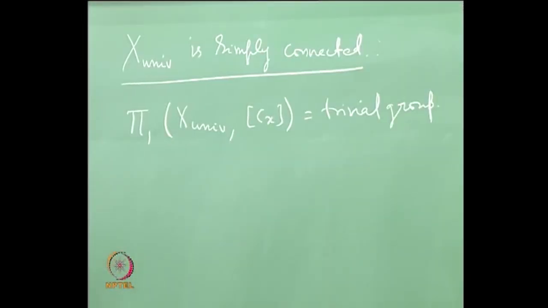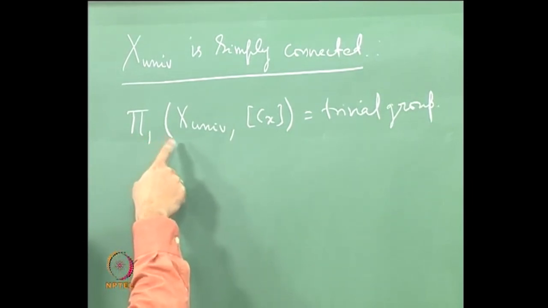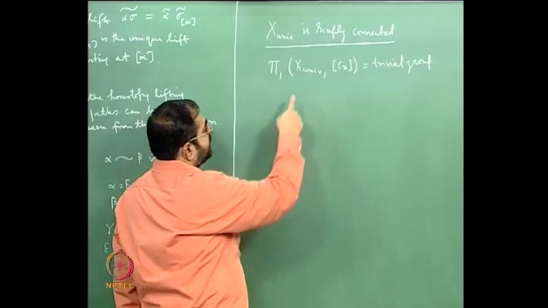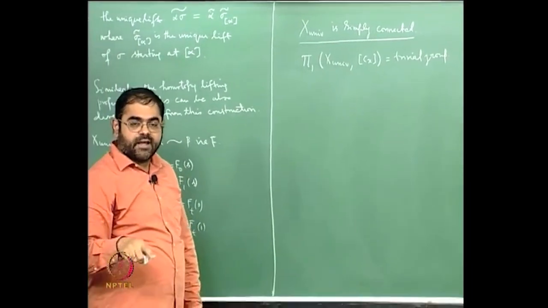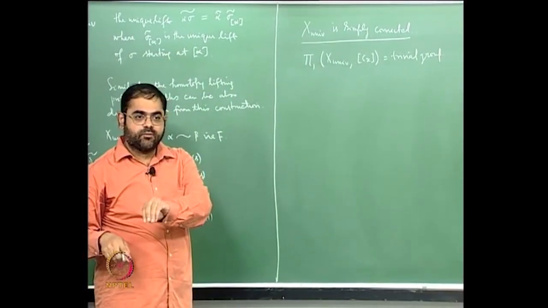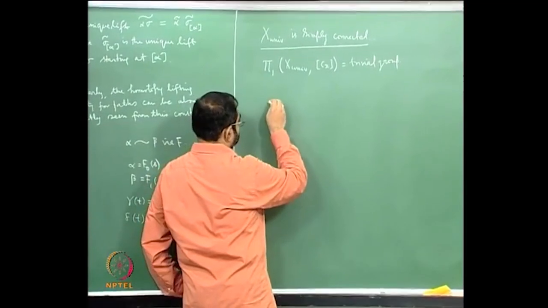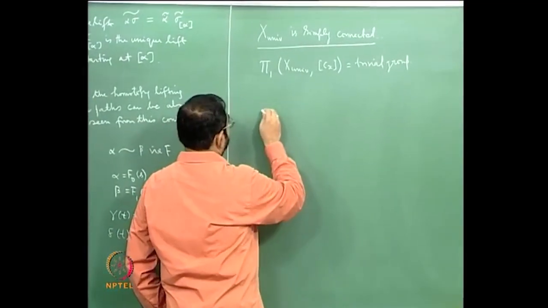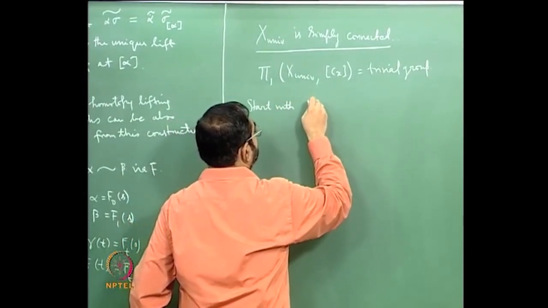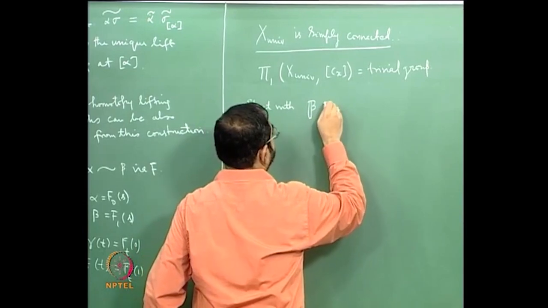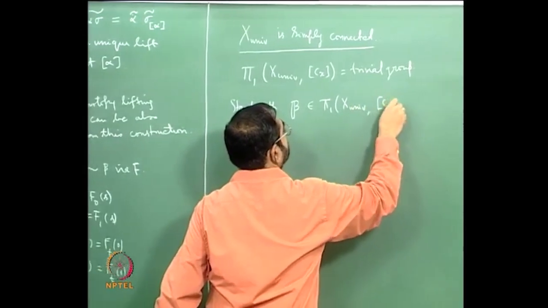So I take a loop here, a loop starting at c_x and ending at c_x. I'll have to show that I can continuously deform it to the constant path at c_x. That's what I have to show. So let me draw a diagram. Start with a beta in pi 1 of X sub univ, c_x.